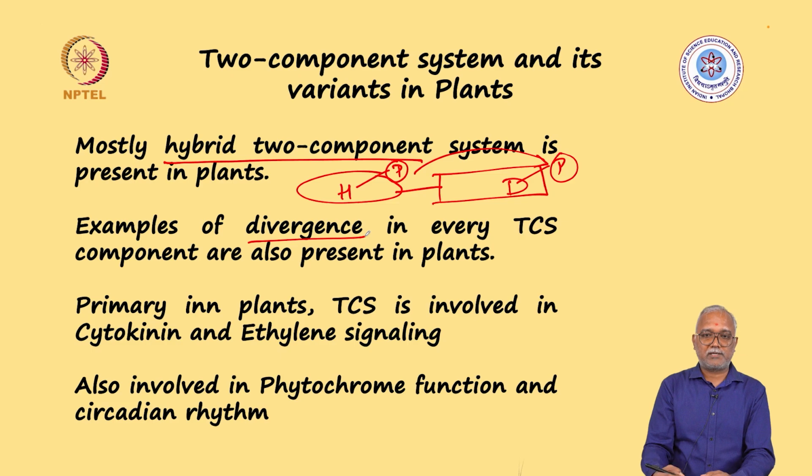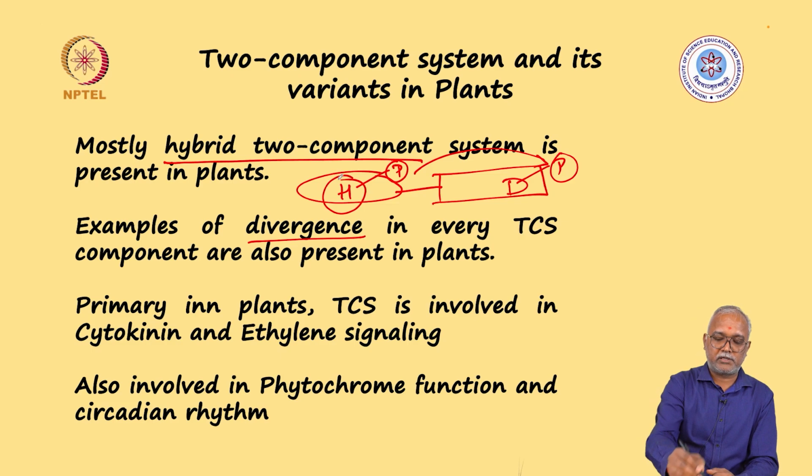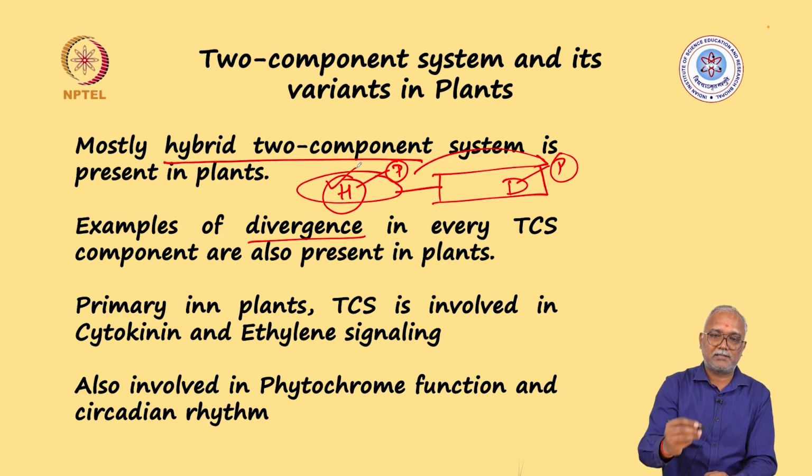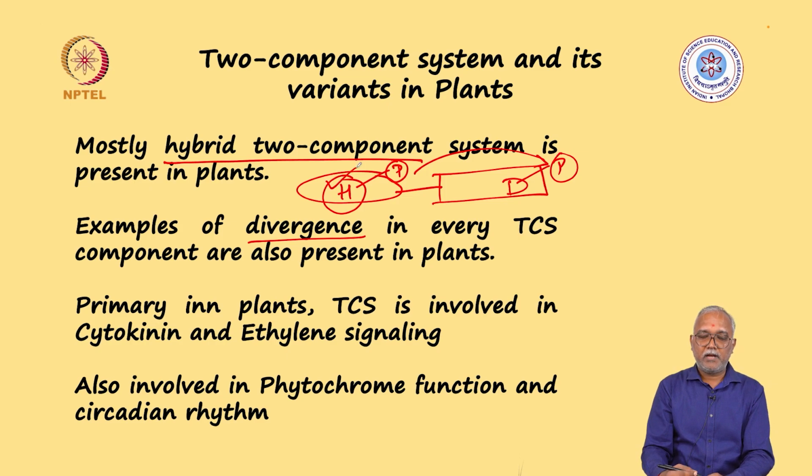Suppose you are talking about a hybrid type of receptor, so you are expecting the histidine to be present. But there are examples in plants where the receptor lacks the histidine. Similarly, there are response regulators which lack the aspartate residue. So they pose a unique challenge in signaling, particularly the two-component system in plants.